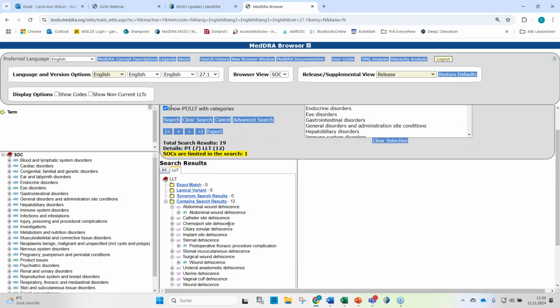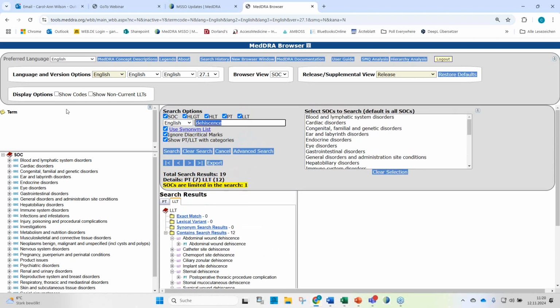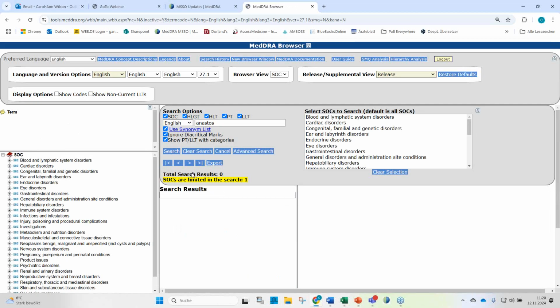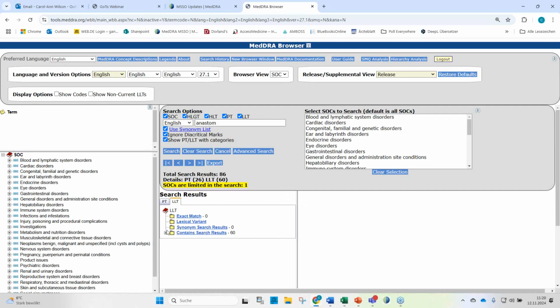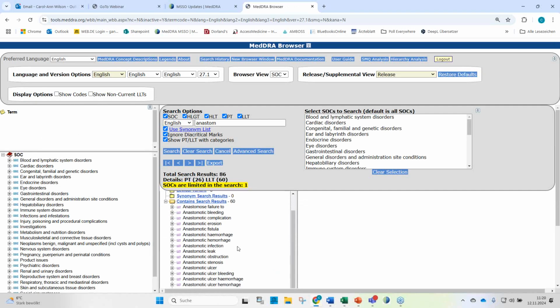So these are the ones that we have for the part in our verbatim that relates to dehiscence, and nothing that would somehow represent the information anastomosis. So let's look for anastomosis. Again, truncating the word. And here we have more.